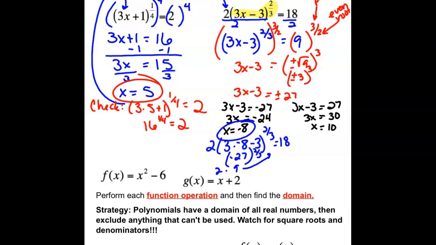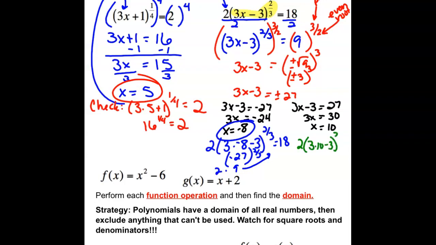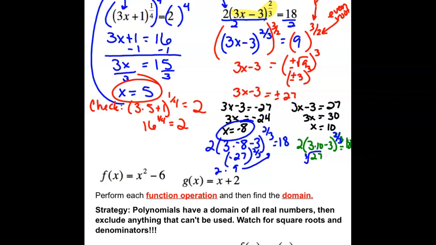Checking our 10, we have 2 times the quantity 3 times 10 minus 3 to the 2/3. We're supposed to get 18 again. 3 times 10 is 30, minus 3 is 27. We have to raise it to a 2/3 power. So we cube root 27 and we get 3. And 3 squared is 9, and 2 times 9 gets us 18. So both of those solutions did work.